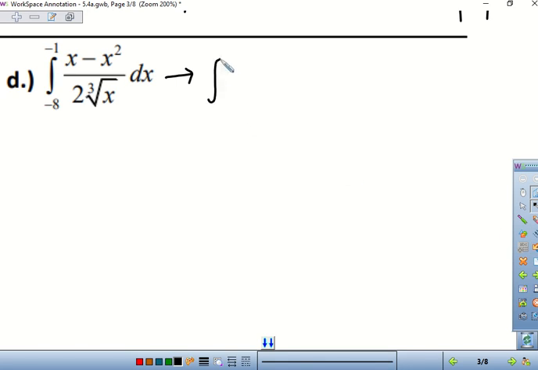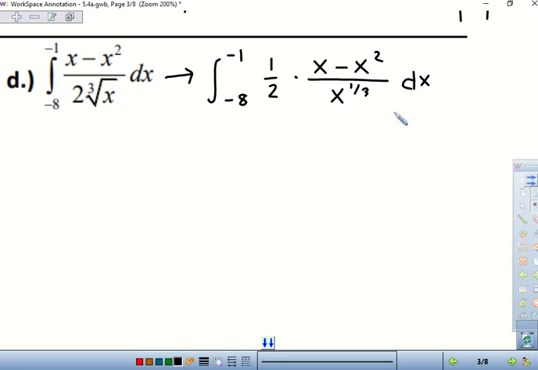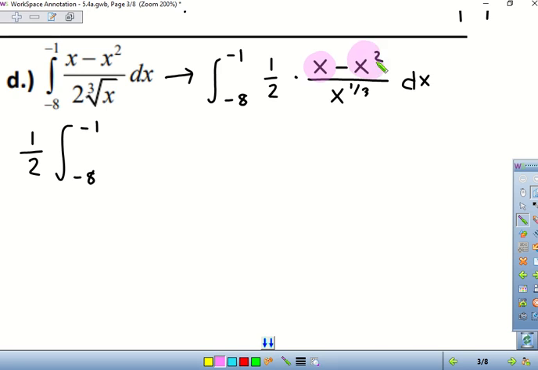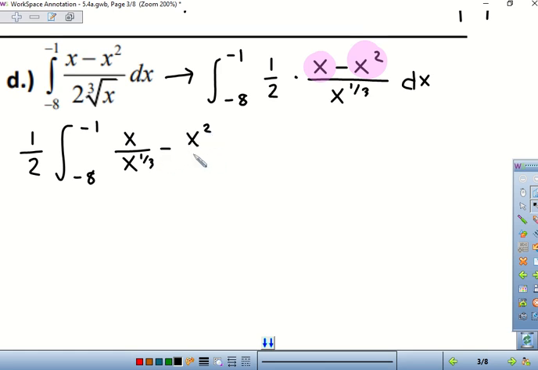Isn't this the same thing as 1/2 times this? Would you agree with that? That means I can take the 1/2 out front of my integral. Remember we learned about that in 5.3? Vaguely, maybe? Now, this is just each of these individual terms divided by x to the 1/3, right? So I can rewrite it as x over x to the 1/3 minus 2 x squared over x to the 1/3. You see what I did there?